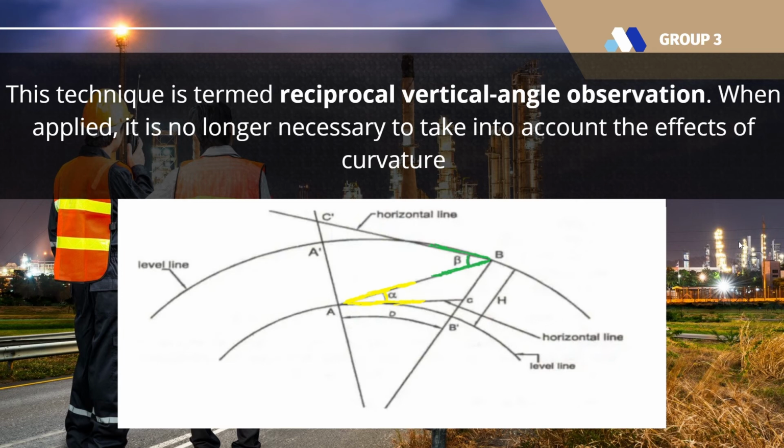But how so? Well, the technique is called reciprocal vertical angle observation. When we apply this concept, we can simply disregard the effect of curvature. So as you can see in the illustration, we have two angles which are alpha and beta. Alpha is the one in color yellow and beta is the one in color green. The angles come from the ends of the line, which are points A and B.